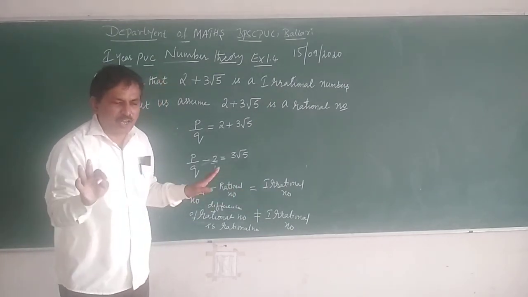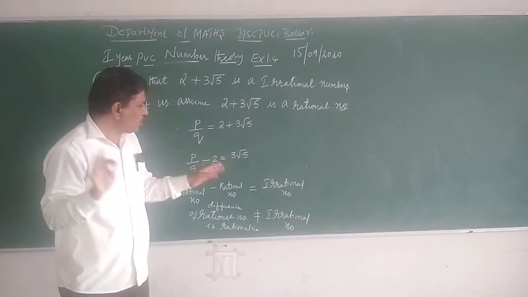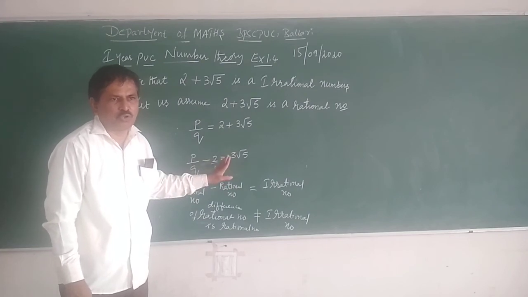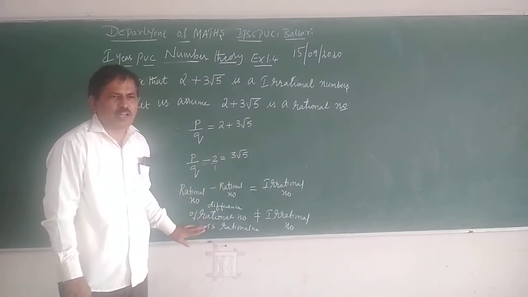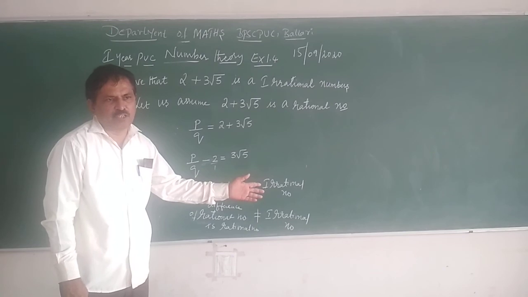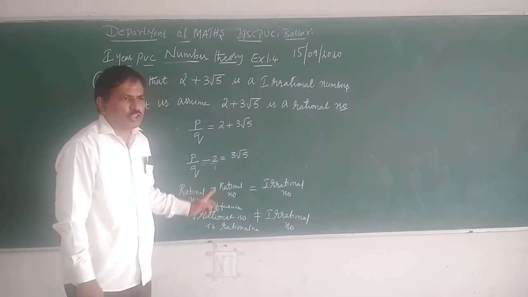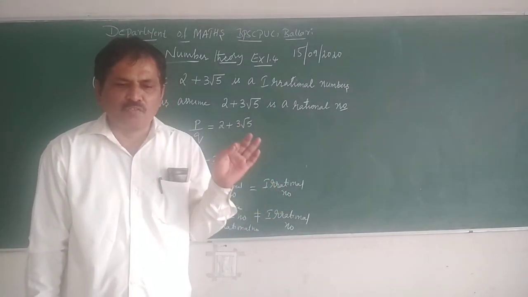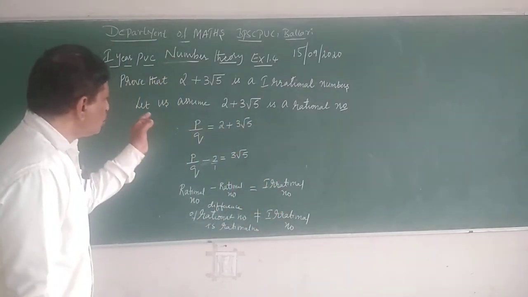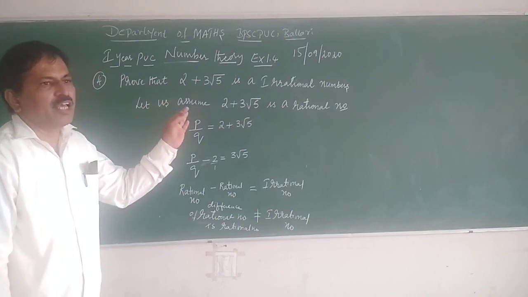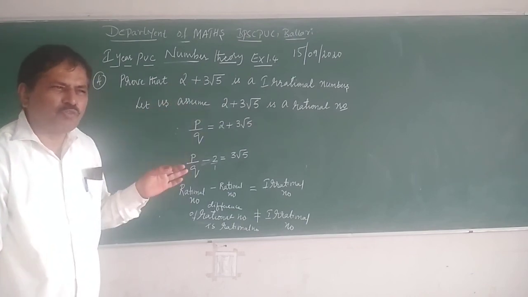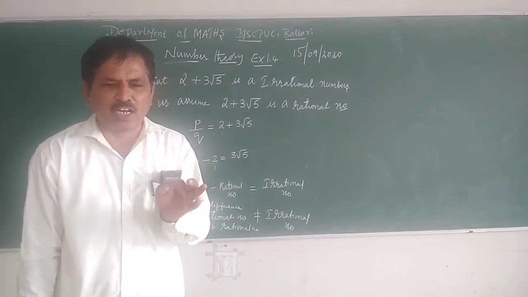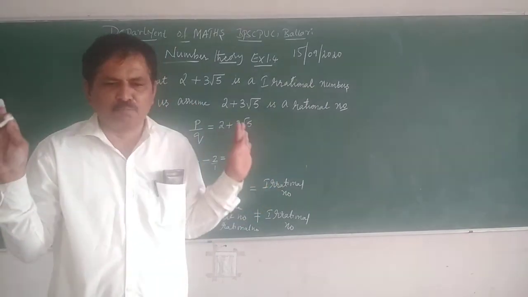We will not get anywhere. This one we know for sure, 3 root 5 is an irrational number. This is also a rational number, we know. So a rational number cannot be equal to an irrational number. Therefore our assumption is wrong. Hence 2 plus 3 root 5 is an irrational number. Or in one word you can say that the sum of a rational and an irrational number is an irrational number.